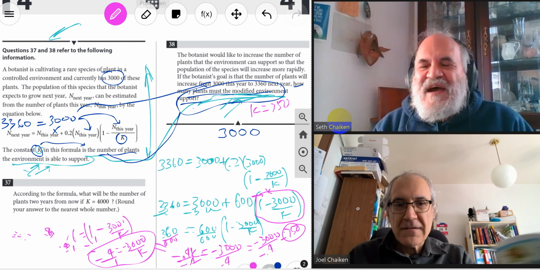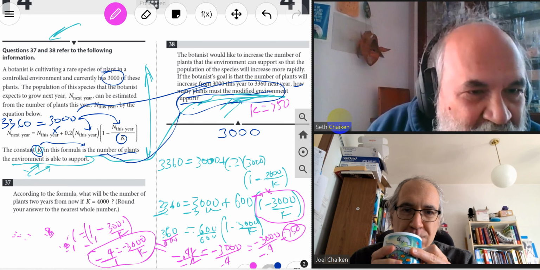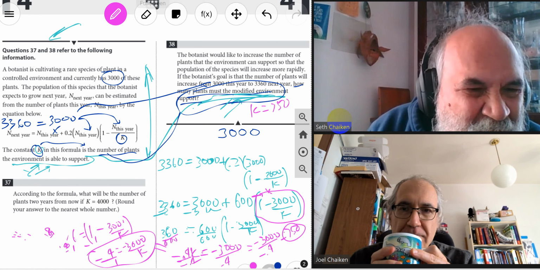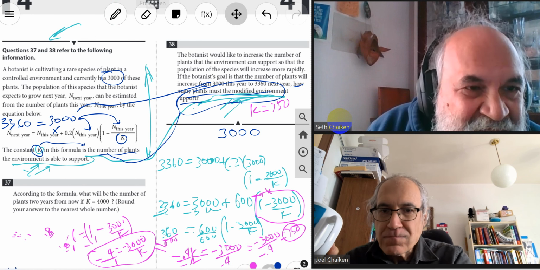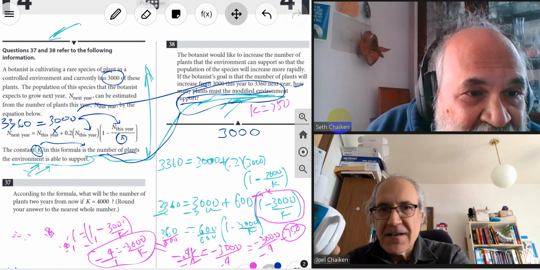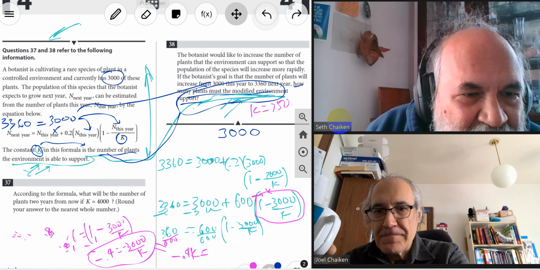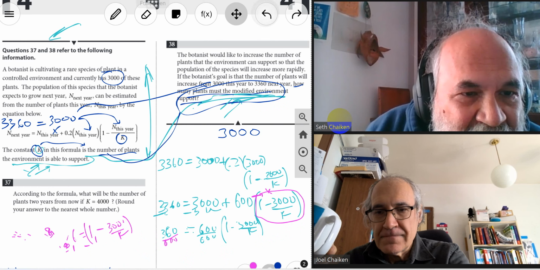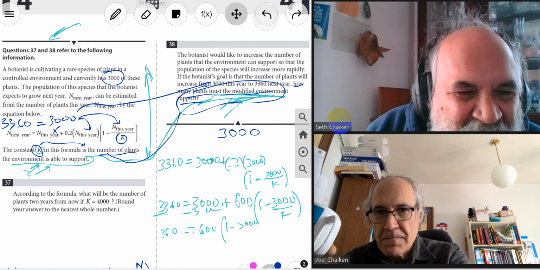Okay. Well, 3,000 is 4 symbols, and n is 1 symbol. So here's what I would do. I would rewrite the equation and use n for n sub next year. So I'd rewrite the equation: n equals n plus 2/10 of n times 1 minus n over k. And we know n is known. We want to solve for k.